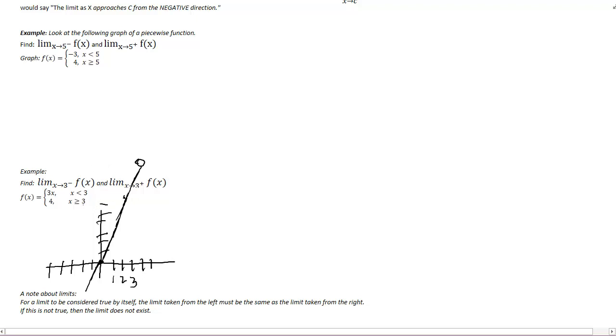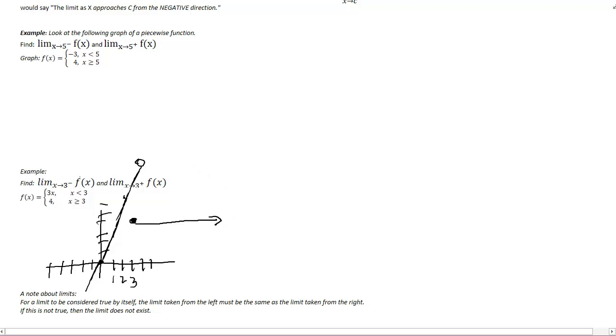Alright, and then when x is greater than or equal to 3, our y value is equal to 4. So at 3, we have a closed circle, and then the line continues out this way at y equals 4.